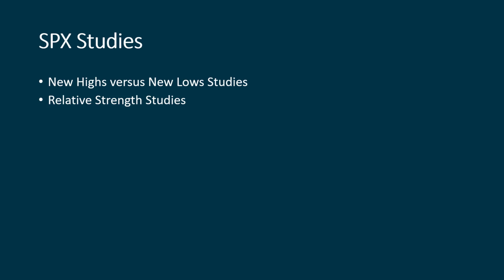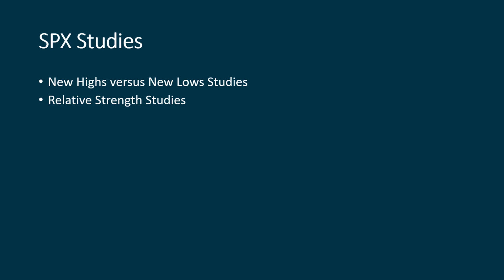I also look at a lot of relative strength studies, and this is where I'm really expanding the charts that I look at, where I'm saying, okay, how's the S&P doing compared to tech stocks? How's the S&P doing compared to bonds? And I'm actually looking at the strength of the S&P 500 relative to other indexes or other markets.